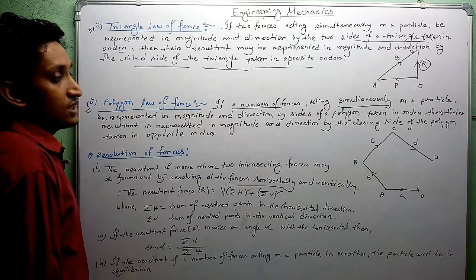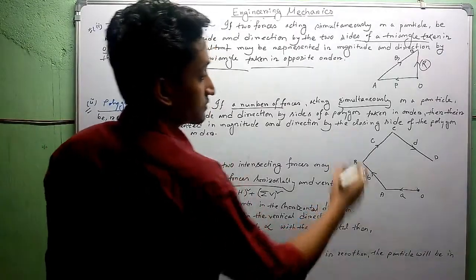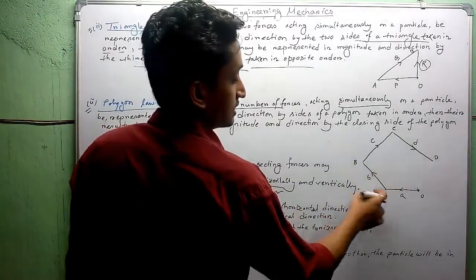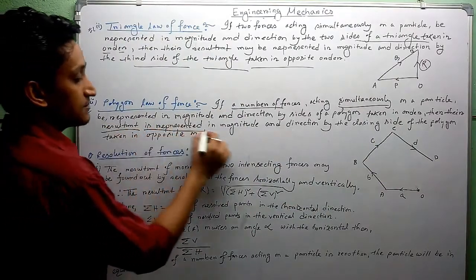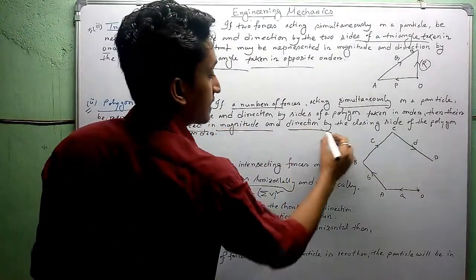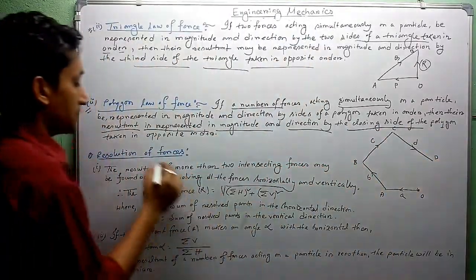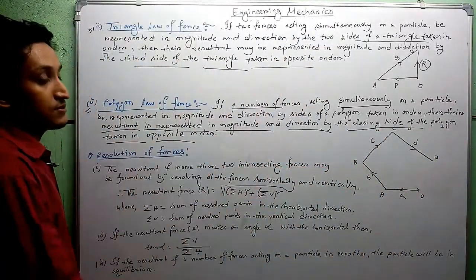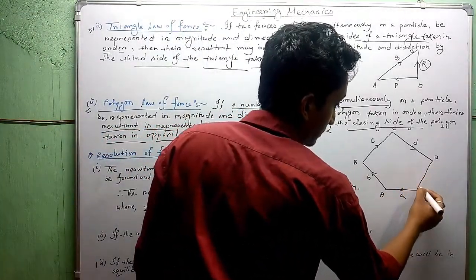Here we consider the four forces, not five forces, taken in order. Then their resultant is represented in magnitude and direction by the closing side of the polygon taken in opposite order. If I close this side, we can say that it is a pentagon.